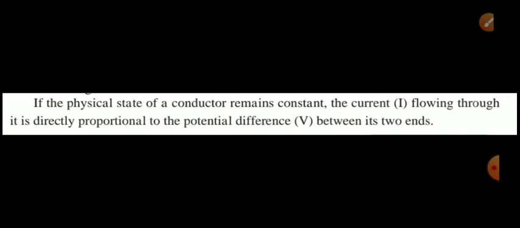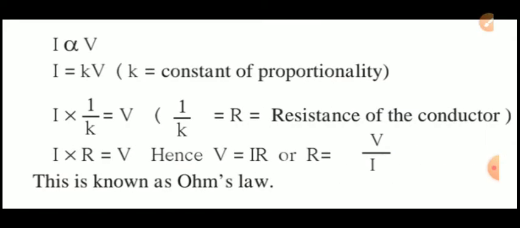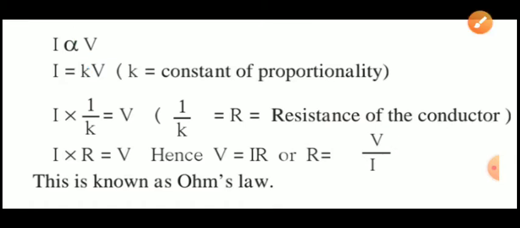So the law is, if the physical state of a conductor remains constant, the current I flowing through it is directly proportional to the potential difference V between its two ends. So I is directly proportional to V. The sign is a proportionality sign. Now to remove that proportionality sign, we need to add some constant term. So that K is added over there, and that proportionality sign is removed and the equal to sign is there.